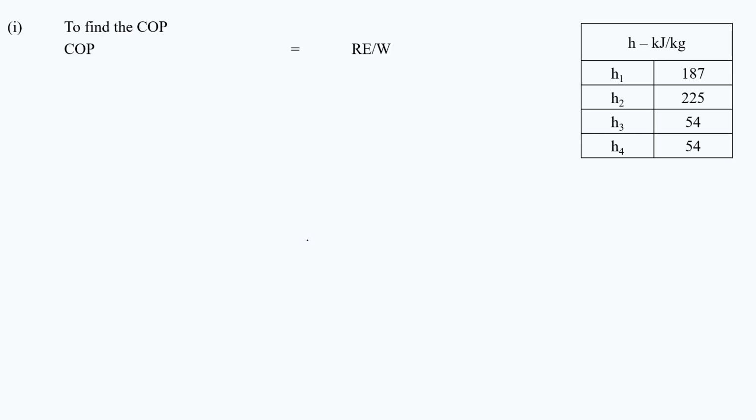Now we need to find the COP. COP is given by refrigerating effect divided by work done. We already know the enthalpies, so it is H1 minus H4 divided by H2 minus H1. By substituting the values as tabled below, we'll get the COP to be around 3.5.